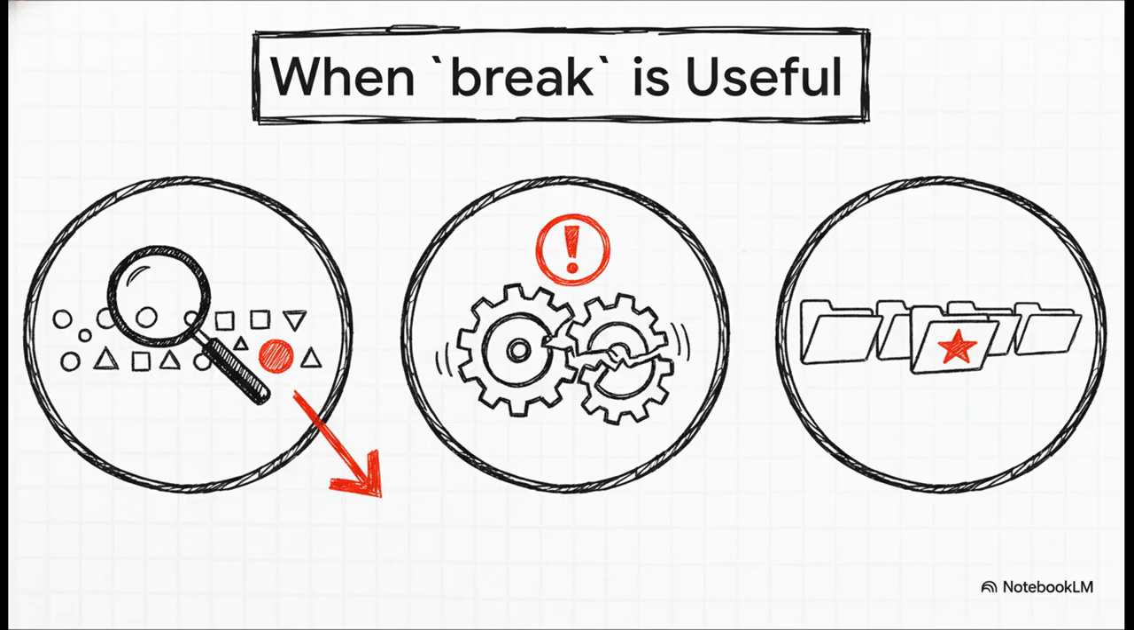Imagine you're sifting through millions of records looking for one specific email address. Once you find it, do you really want the loop to keep chugging along through the other millions of records? Of course not. You break out of it. You save time, you save resources.